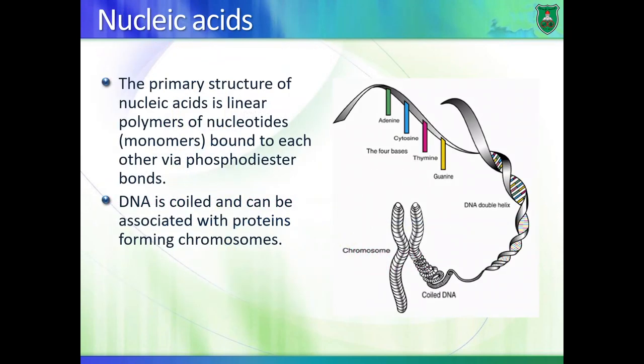So nucleic acids are linear polymers of nucleotides, which are the monomers, and there are four of these nucleotides that make up DNA: adenine, cytosine, thymine, and guanine. Now the thing is, DNA is a double-stranded molecule. We'll talk about the characteristics of DNA right now. It can be folded or packed into a coiled DNA, and when you have this large structure of DNA as a single unit, it's known as a chromosome. I'll define the difference between chromosome and DNA.